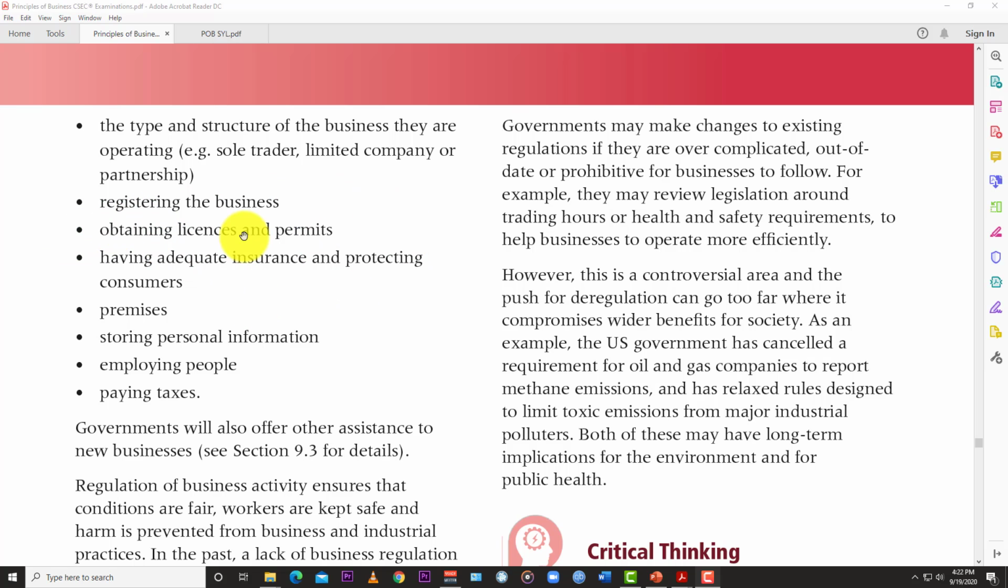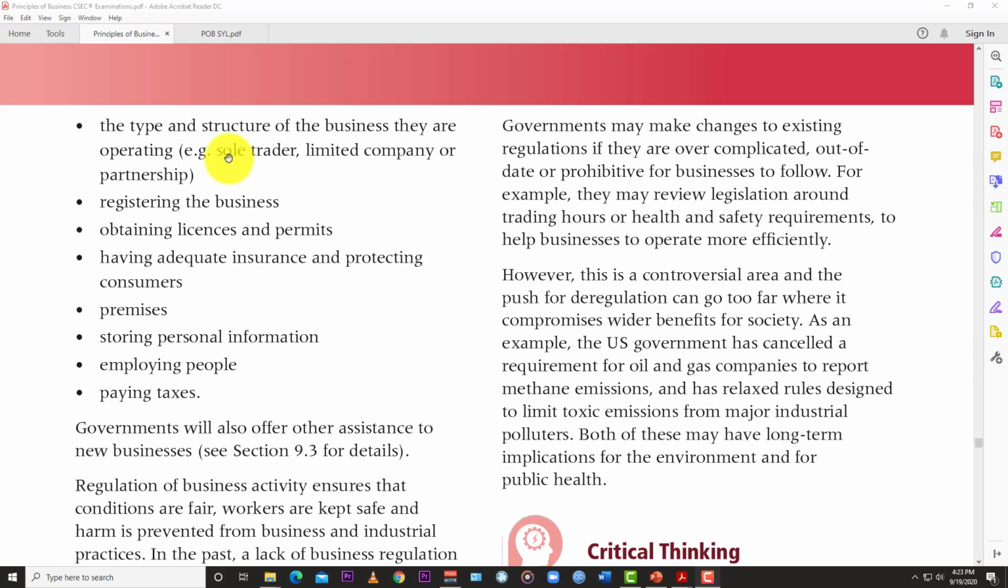Registering the business, obtaining licenses and permits, having adequate insurance and protecting consumers, premises, storing personal information, employing people, paying taxes. So all these are also regulations that the government insists that businesses have to abide by if they are to operate within an economy, within a country.